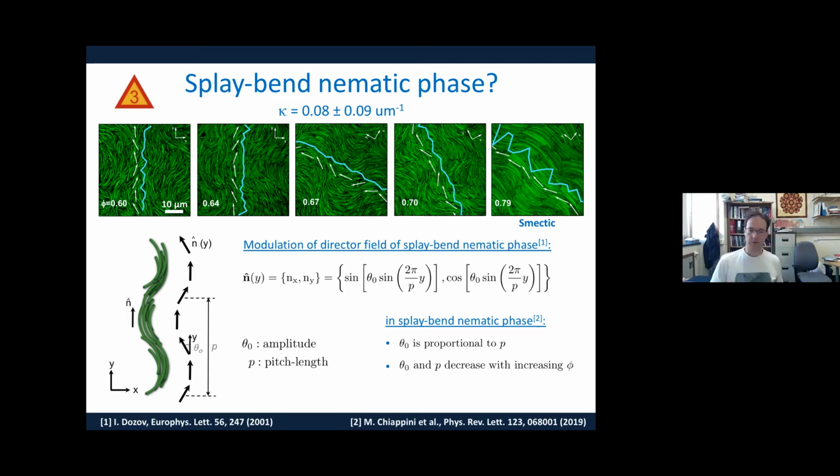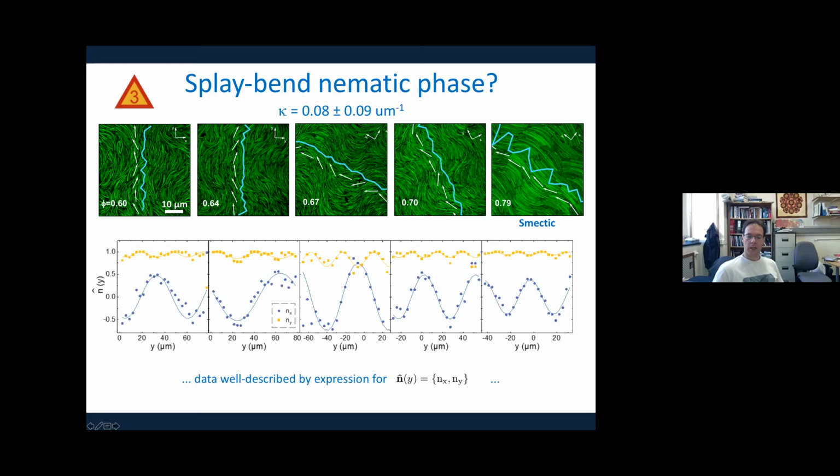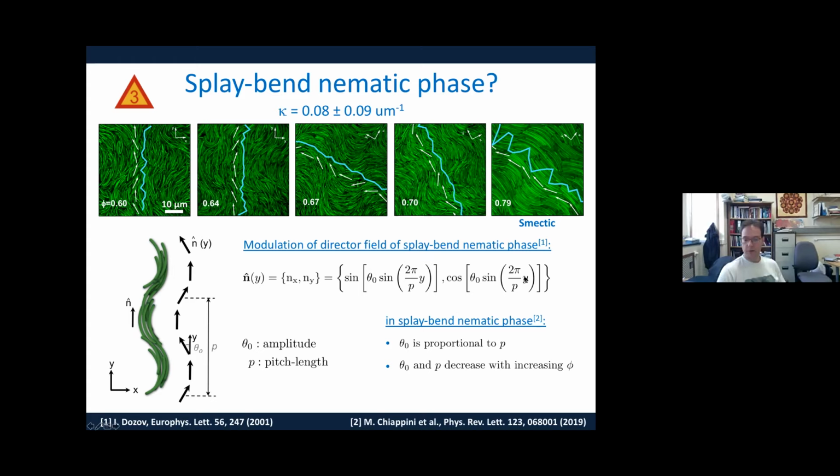So with this in mind, we of course measured these director fields, and that's shown in the next picture for all five of them. We showed the director field, both the y component and the x component, and we fit the measurement with this equation. We can perfectly well describe all of these director fields with this equation.